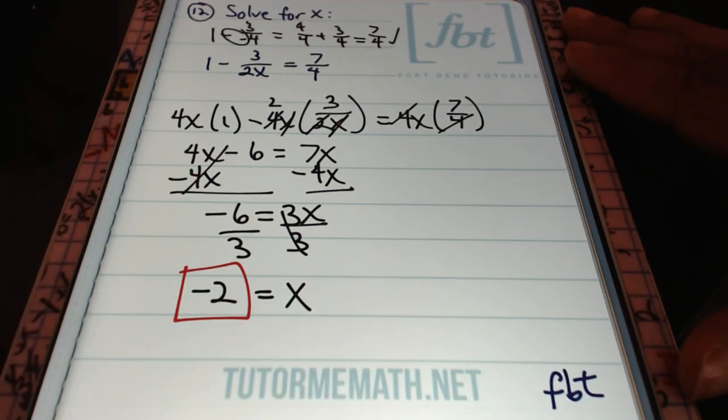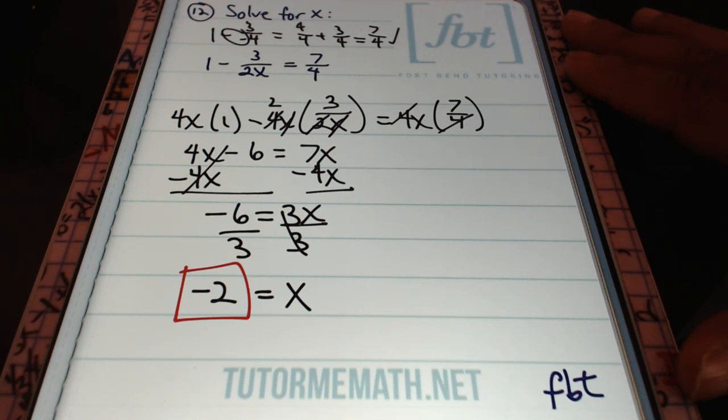Done and done. You got it, guys. That was problem number 12. So not only did I solve the equation, I plugged my result into the original equation to verify that it truly was indeed the answer to the rational equation.